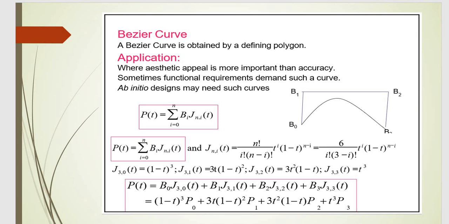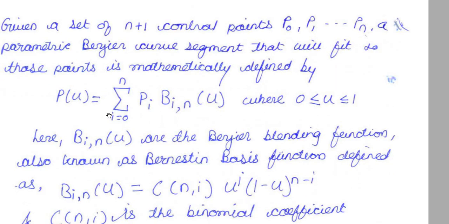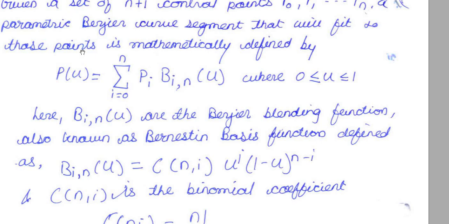Now we will see in detail the Bezier curve. The Bezier curve is represented by P of u. The Bezier curve is mathematically defined by this function: P of u is equal to the summation of i equals 0 to n of p_i B_{i,n} of u, where u is in the range of 0 to 1. Here B_{i,n} of u is nothing but a blending function, which we will see in detail.